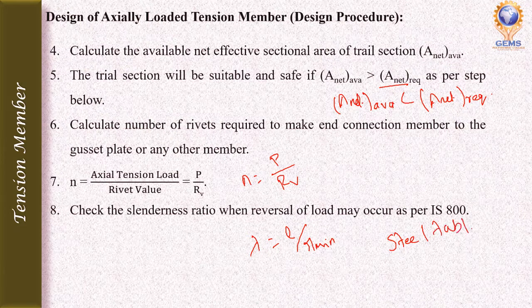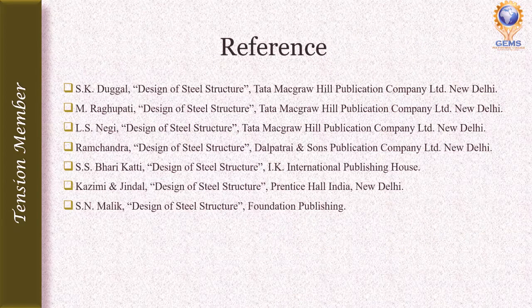This radius of gyration we can take from the steel table. So if you want to do the design of a tension member, we need to have the steel table in hand to find the various requirements from it. In this lecture, we covered the design procedure of the tension member. In the upcoming videos, we will do design problems related to the design of tension members. Thank you.